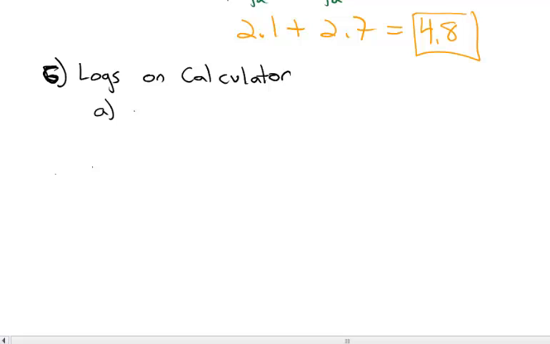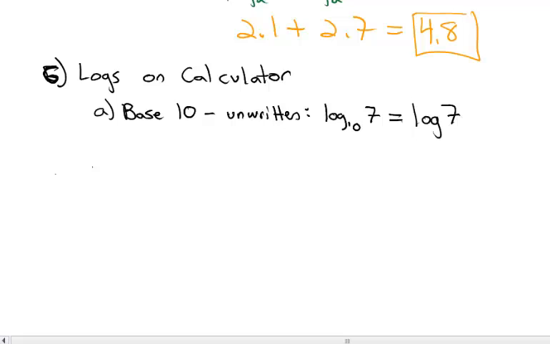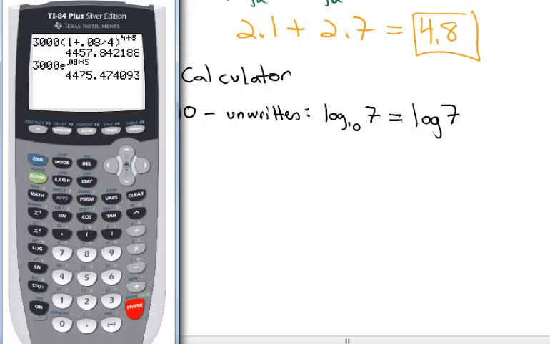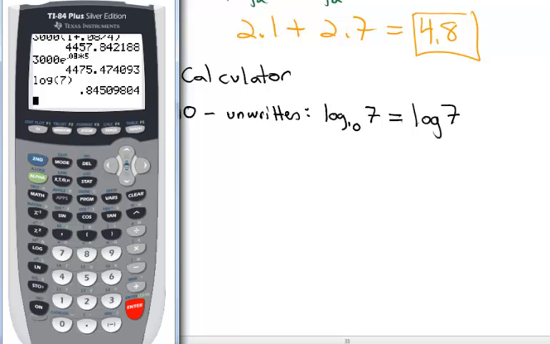There are 2 log buttons on your calculator. One of them is a base 10. It is the unwritten log, if you will. If you see log base 10 of 7, you probably never would see log base 10 of 7, because instead, we just write log 7. There's no 10 written. If there is no base written, we will always assume that means a base 10, which is the same as the log button right next to the number 7 on your calculator. So if I push the log button next to 7, hit the 7, and enter, I see that log of 7 is 0.845.